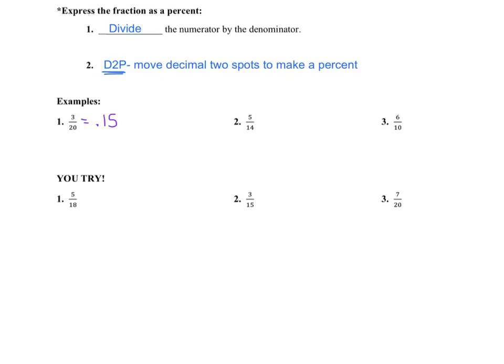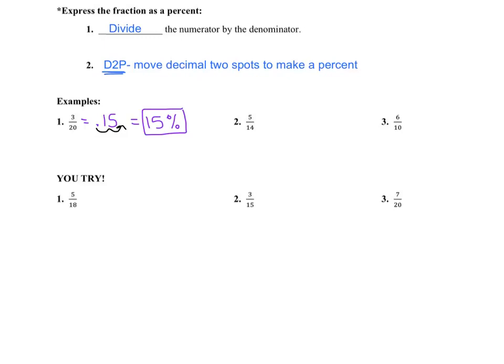So your next step is you want to move the decimal 2 spots, 1, 2, to the right, which gives you 15, and then add a percent sign. So 15% is your answer.